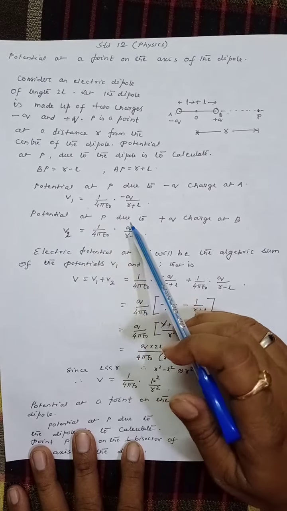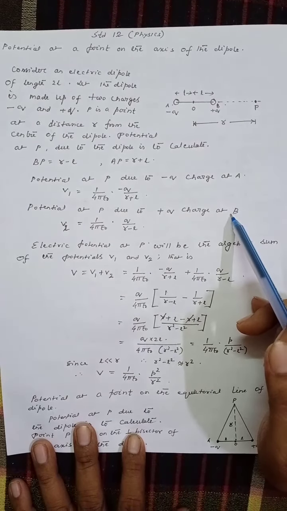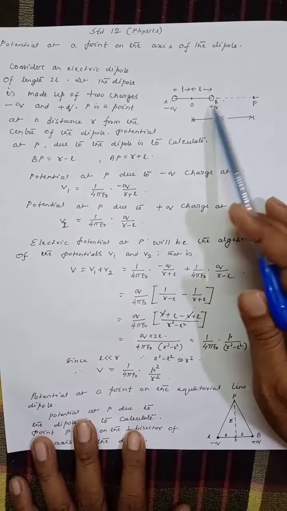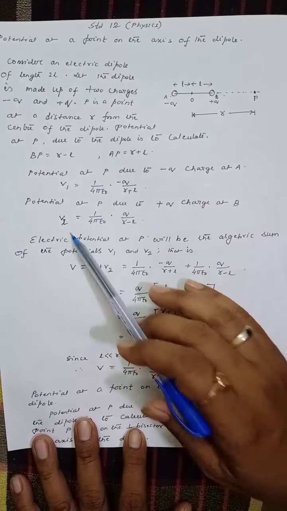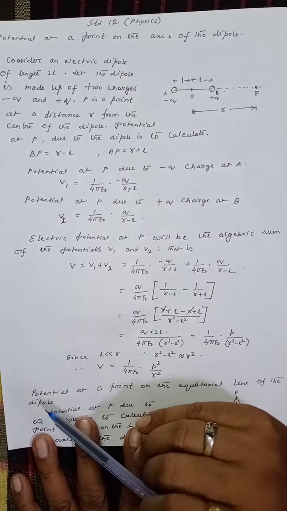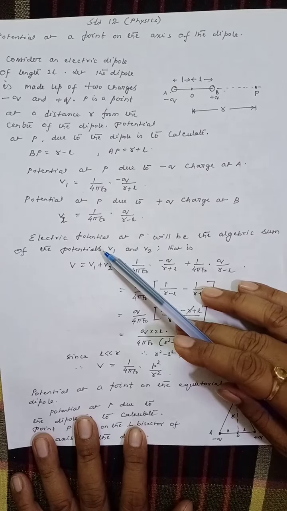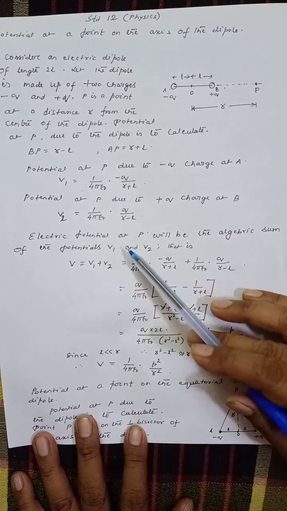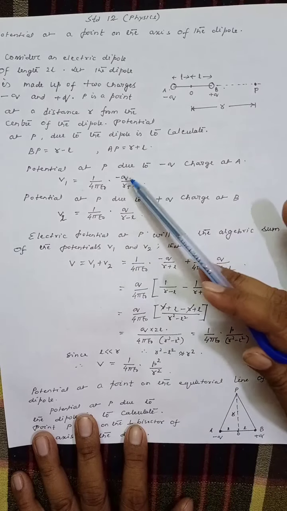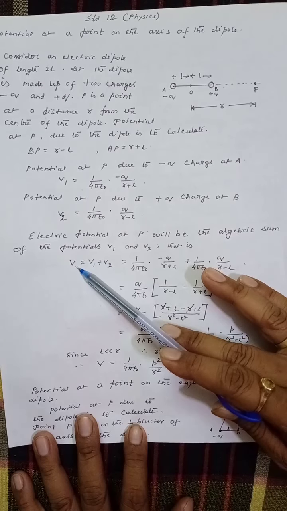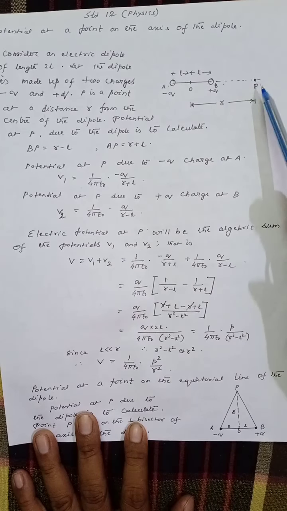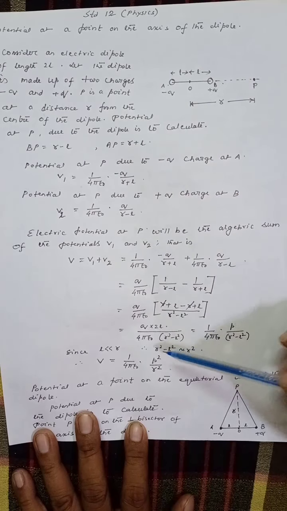Now potential at P due to plus Q charge at B, that is V2, is 1 by 4 pi epsilon naught Q by BP, and BP means R minus L. So we write V2 equal to 1 by 4 pi epsilon naught Q divided by R minus L. Since electric potential is a scalar quantity, potential at P will be equal to the algebraic sum of V1 and V2. So adding, we get V equal to V1 plus V2. Here V represents potential at P due to this electric dipole.